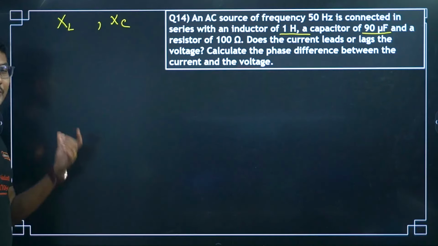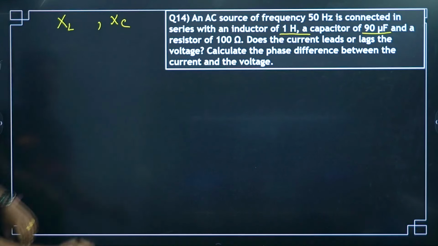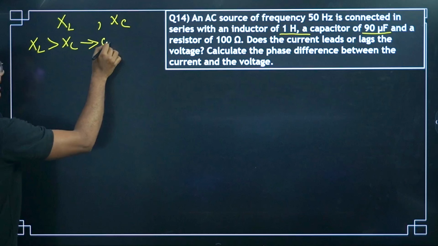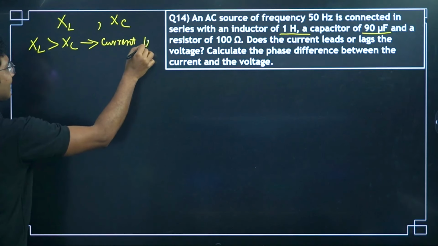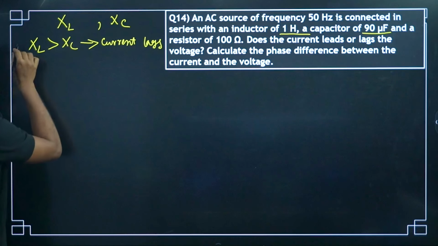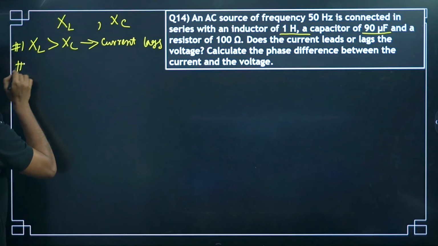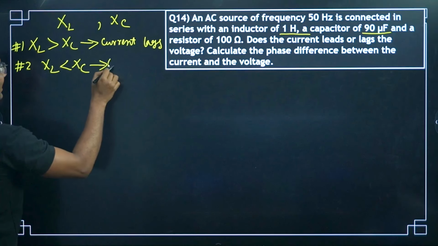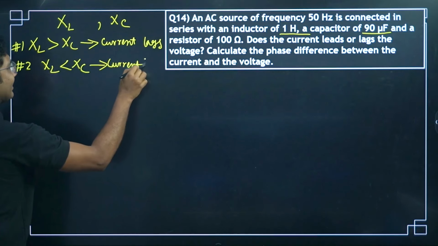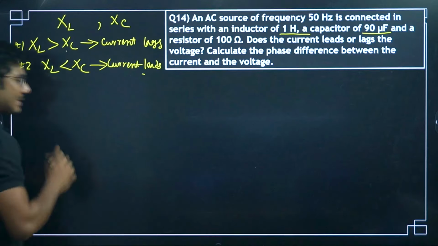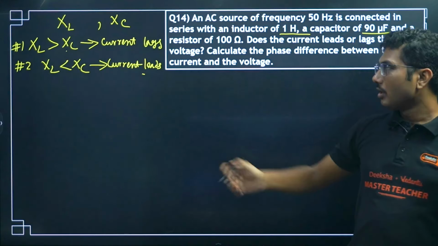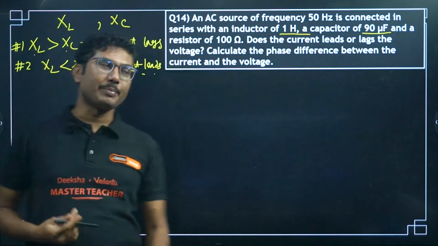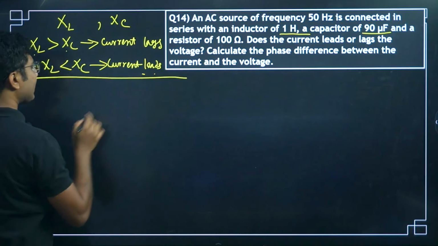Okay. Now, we have to check whether XL is greater or XC is greater. Case number 1, if XL is greater than XC, then we say current lags. And case number 2, if XL is less than XC, then we say current leads. So, if capacitive reactance is more, then current leads. If inductive reactance is more, then current lags. This is the simple concept. Now, we have to check the same thing.